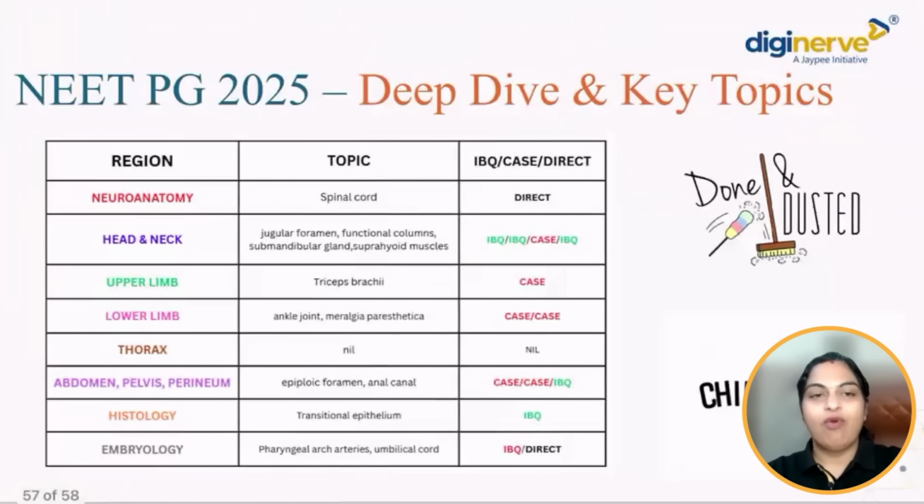So coming to the wind up of the NEET PG 2025 anatomy recall. Most of them were standard questions from high-yield topics. Moderate difficulty. Hope you got it right.